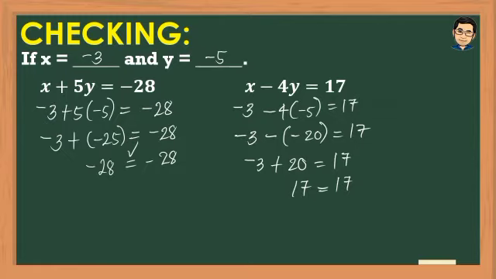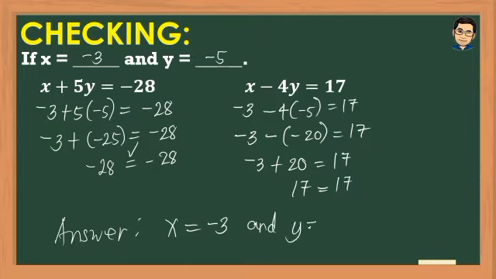So, our answer, ulitin lang natin, x is -3 and y equals -5 are both correct to both equations.